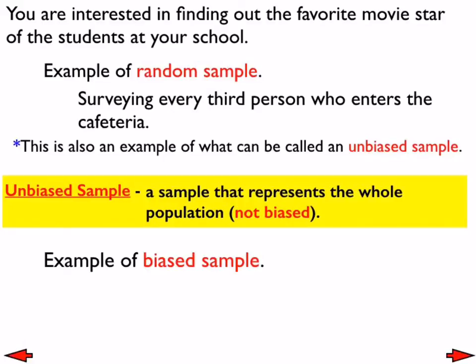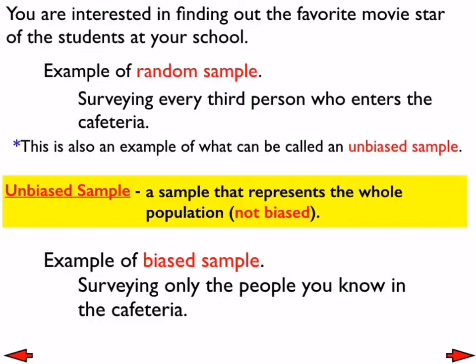All right, an example of a biased sample is surveying only the people you know in the cafeteria. I forgot that was coming up next, but that's just like the example with Drew. Okay? Make sure you write that down, please.